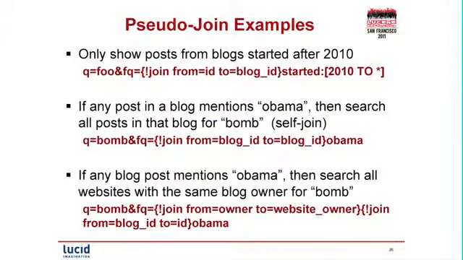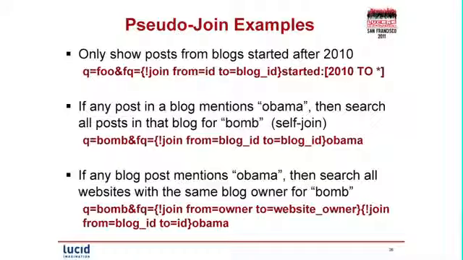Now for the second example, I'm pretending to be an intelligence agent or something, and I want to search for posts that mention Obama. If I find one, I want to search all the other posts in that blog for bomb. This is an example of a self-join. I do my search for Obama, but then I join from blog ID to blog ID, the exact same field. So I find a post, and then I select all other posts with that same blog ID.